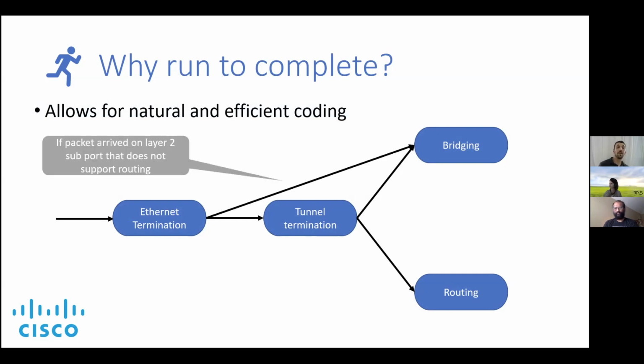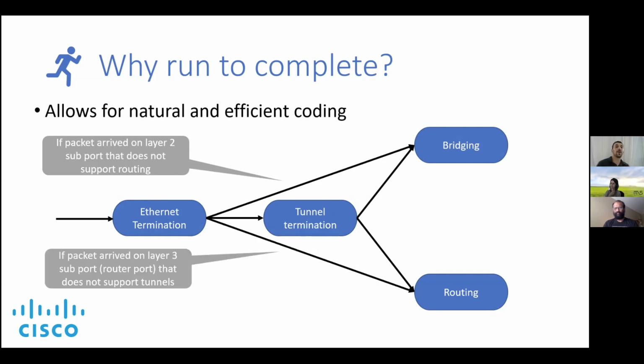For example, at the Ethernet termination stage, we can identify that the packet arrived on a layer 2 subport that does not support routing, and then do bridging. We do not have to test for tunnel termination. We don't have to waste cycles or latency in the tunnel termination stage. If, for example, the packet arrived on a layer 3 subport, what we call a router port, that does not support tunnels, of course, we can go directly to routing. So we can see visually that the processing is very efficient.